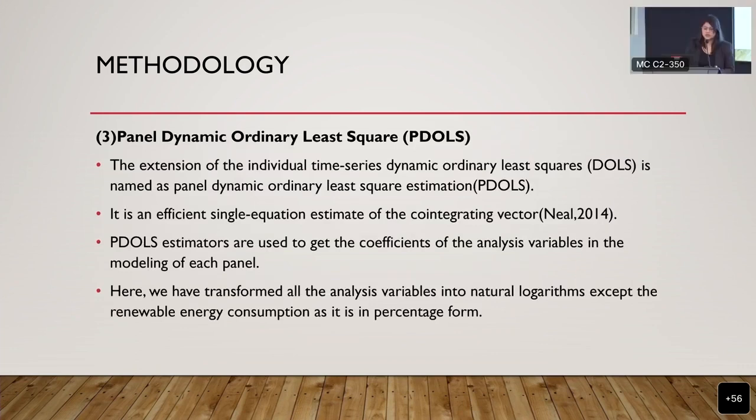The last one is panel dynamic ordinary least square. The extension of the individual time series dynamic ordinary least square is named panel dynamic ordinary least square estimation. It is an efficient single equation estimate of the co-integrating vector. PDOLS estimators are used to get the coefficients of the analysis variables in the modeling of each panel. Here we have transformed all the analysis variables into natural logarithms, except renewable energy consumption, as it is in percentage form in the dataset.